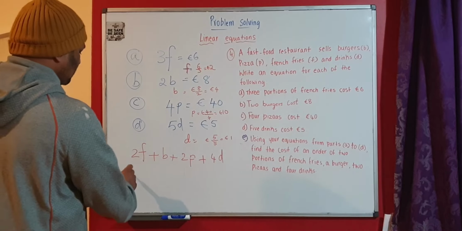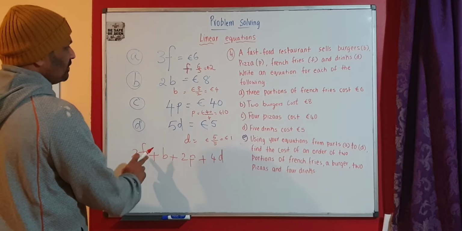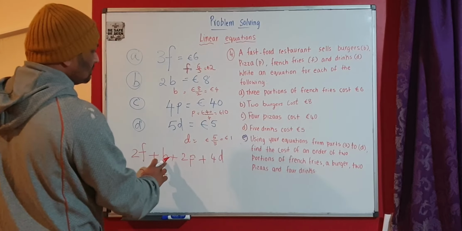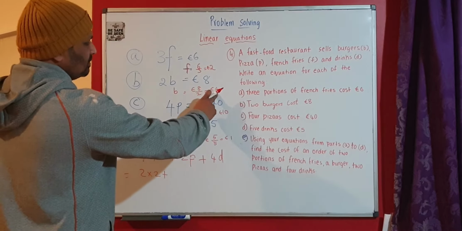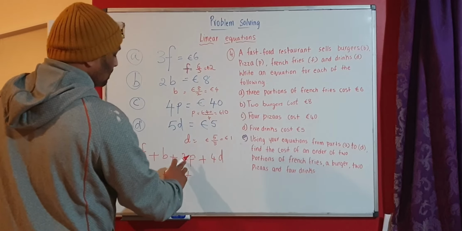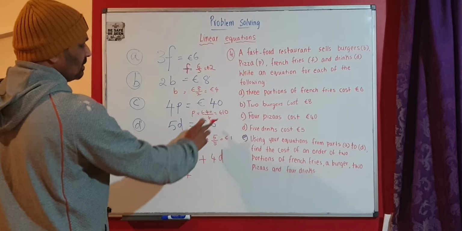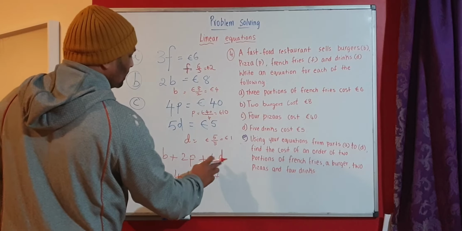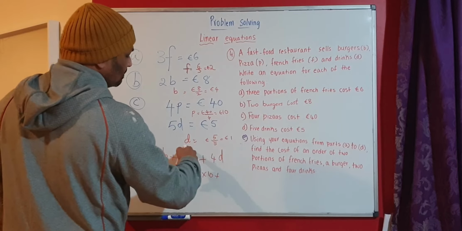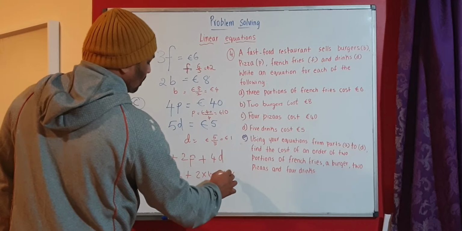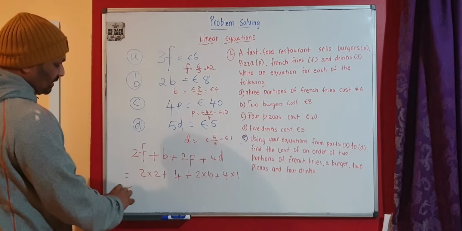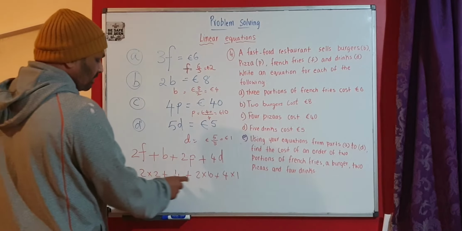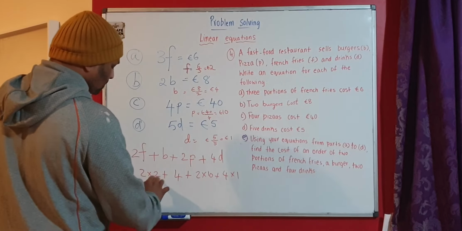Okay, let's do it. 2F. What is the value of F here? F is 2. That is 2 into 2 plus burger. What is the burger value? 4. Plus 2 into pizza. What is the pizza price? €10, 2 into 10. Plus 4 into D. What is the drink price? €1, 4 into 1. Now you simplify it. In BODMAS, first comes the multiplication. So you simplify the multiplication part first.